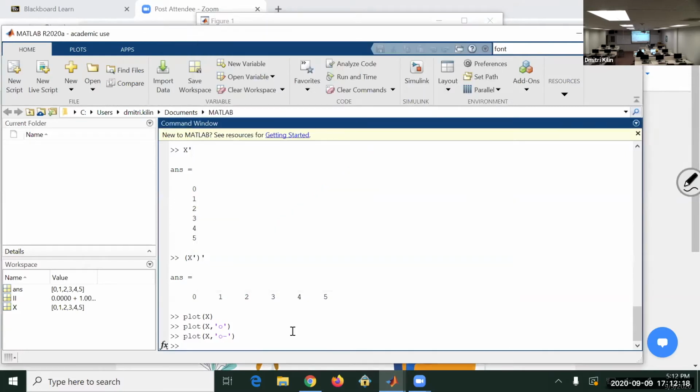Now, what if we type x to the power 2 instead? What do you get? You can tell it even without doing it. You know which function it will be if you do x to the power 2. Okay, try to put a period in front of the power sign.